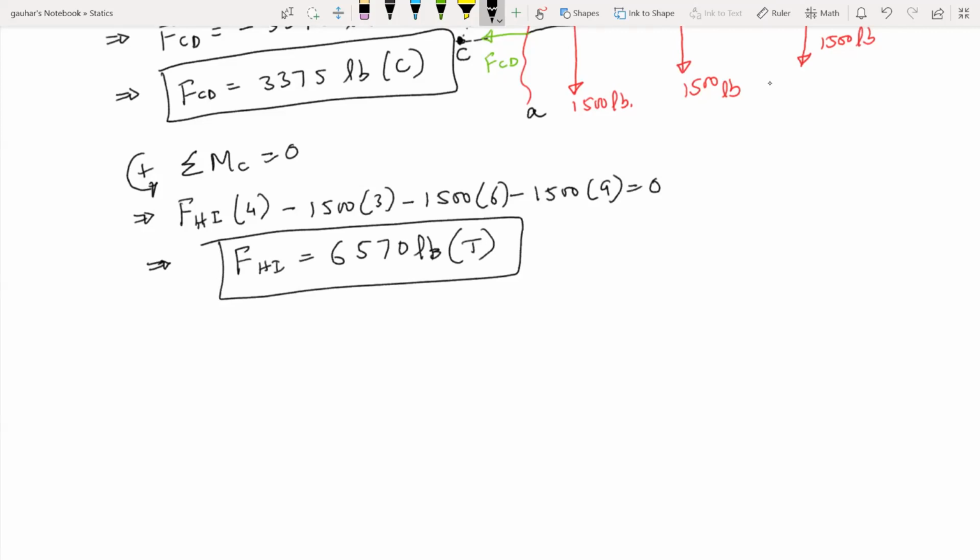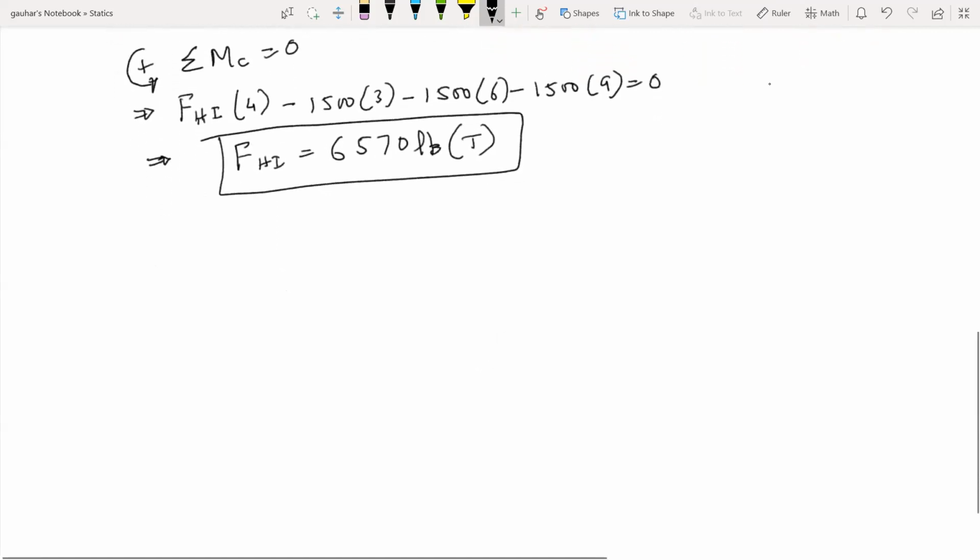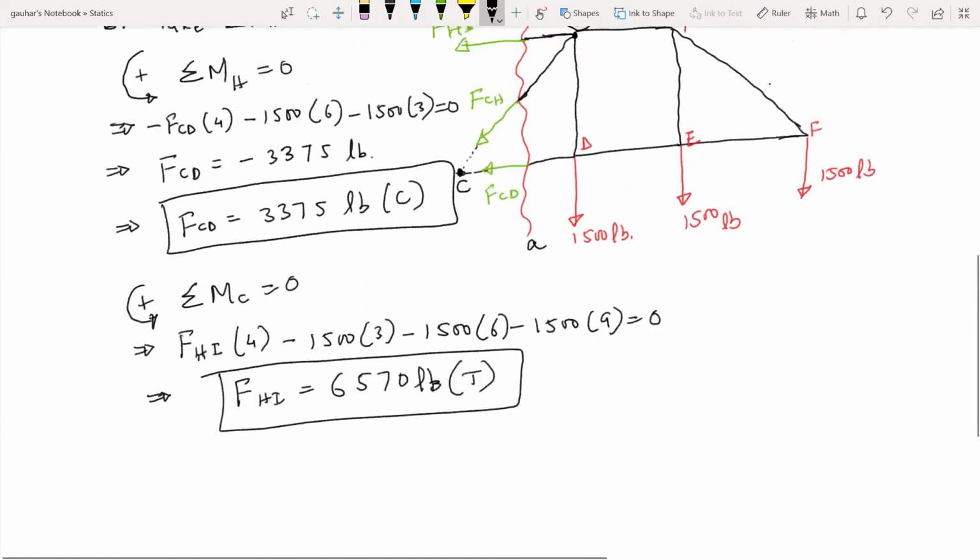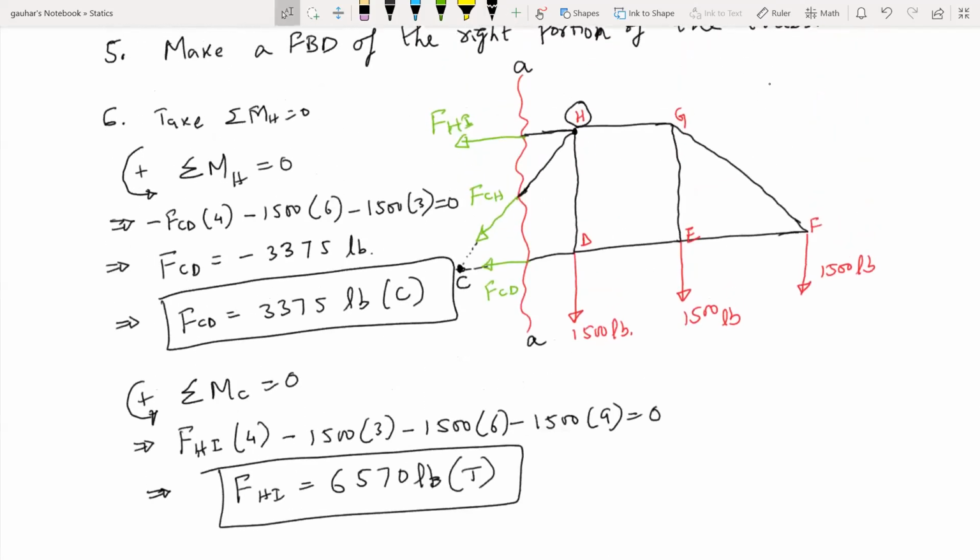Okay, so this is how we got our second unknown done. Now we are done with FCD, this guy. We are done with FHI, this guy. Now we are left with one unknown, which is FCH, right? So we know that FCH has two components, right?